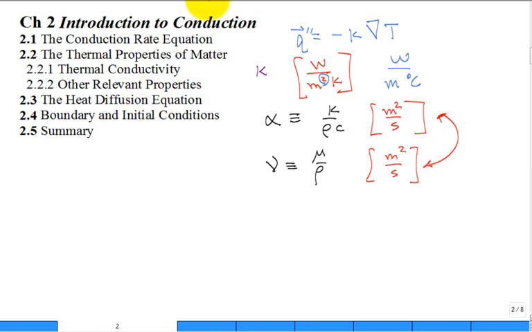All right. So then we came to the heat diffusion equation. What is another way of saying the heat diffusion equation? What is that? It is a first law of thermodynamics. It's an energy balance.